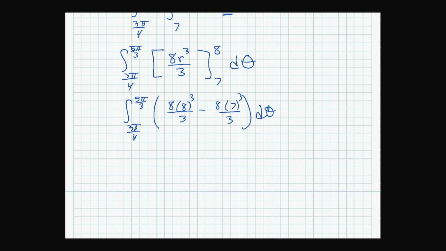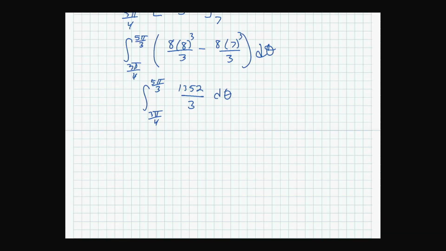And then minus 8 times 7 to the 3 over 3. And when I do that, I get 3 pi over 4, 5 pi over 3. And that works out just to 1352 over 3 d theta, provided I didn't make a mistake. Now, this is actually a really easy integral too, because you can take that constant out front if you want to, right? Because you have rules for integrals.